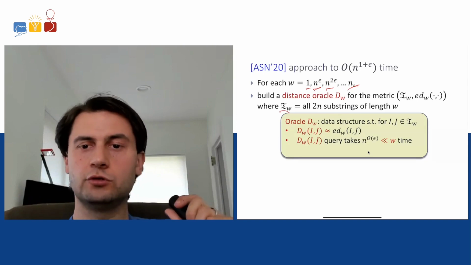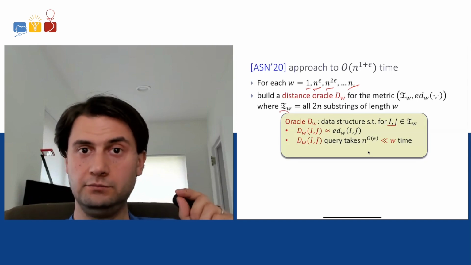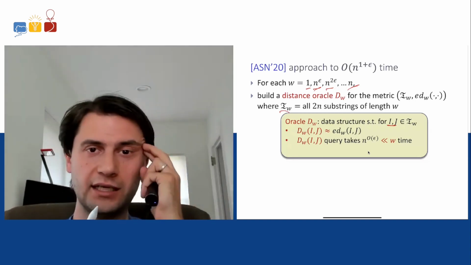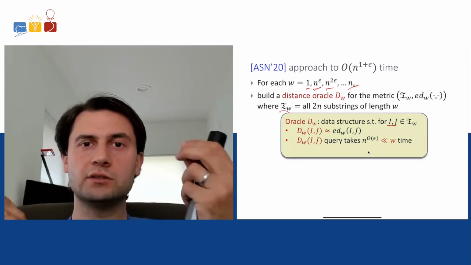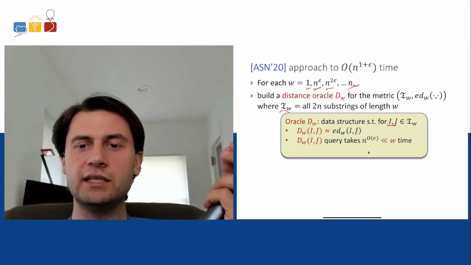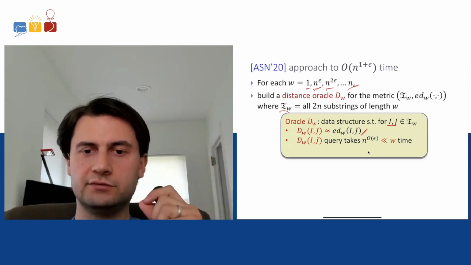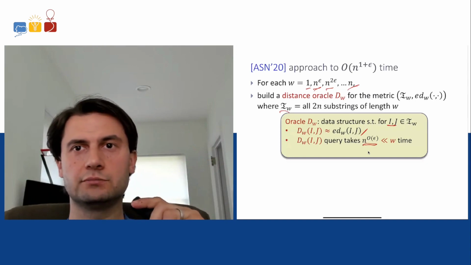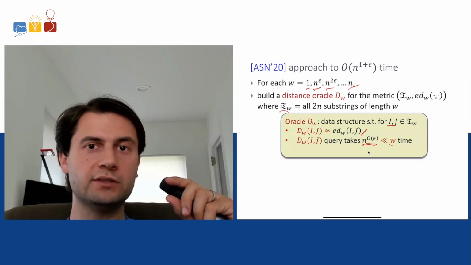For each W, we build a data structure such that for every two strings, you can query and say, for this string, let's say x_i, and y_j, what is the edit distance between them? The oracle will spit out a number, which is an approximation to the edit distance between these. We have some caveats, which I'll get into in a second. And the query time is n to the order epsilon.